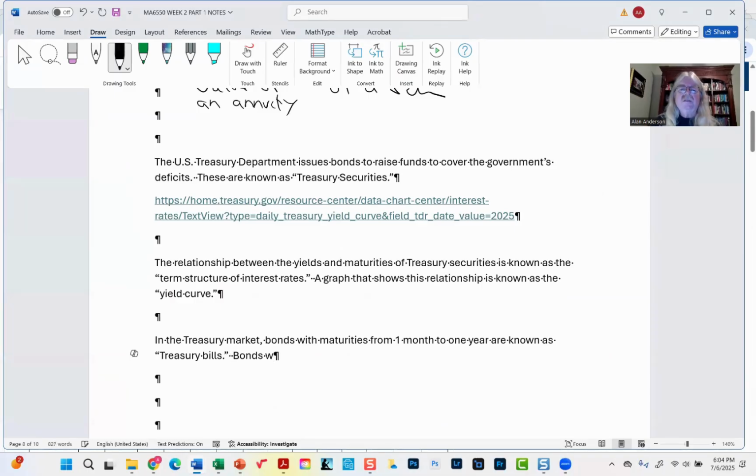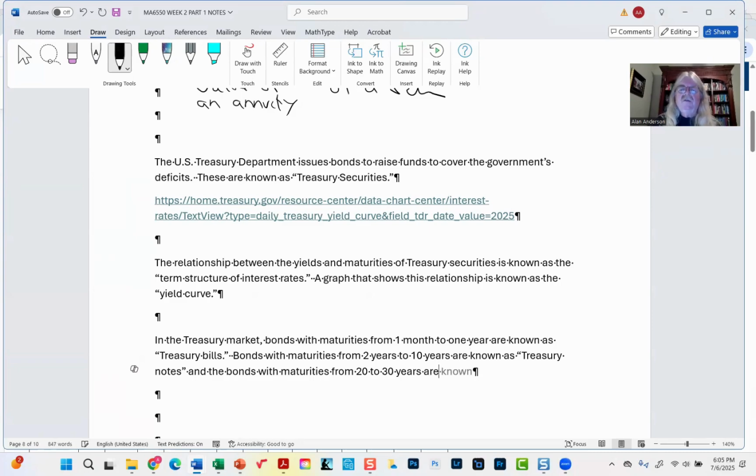Bonds with maturities from 2 years to 10 years are known as treasury notes, and the bonds with maturities from 20 to 30 years are known as treasury bonds, actually. They're actually called treasury bonds. So we've got treasury bills, treasury notes, and treasury bonds. Although technically they're all bonds, this is the market convention.